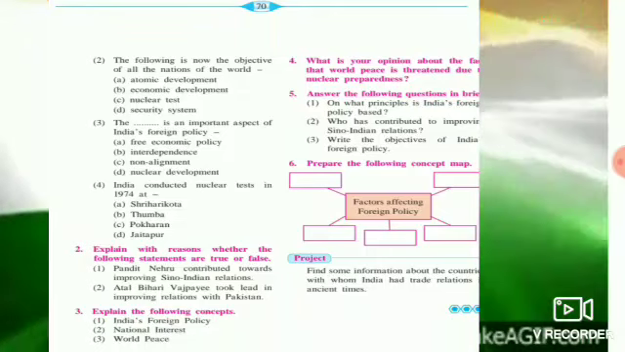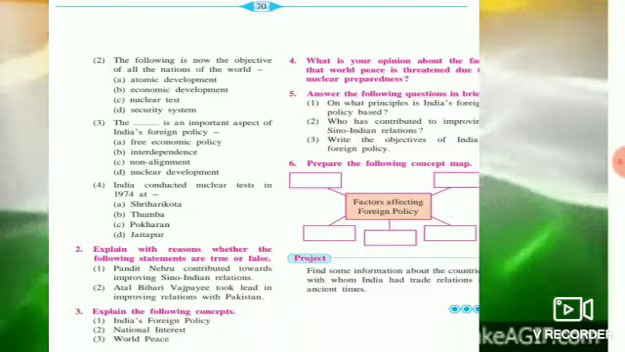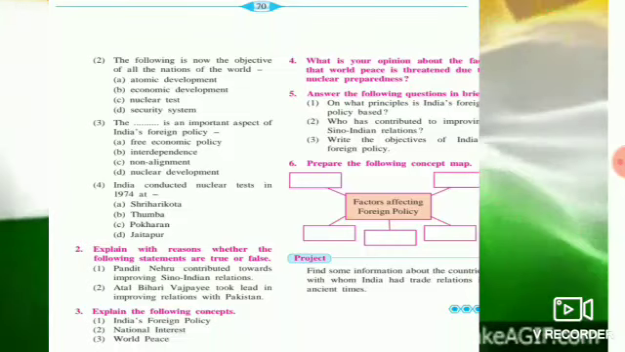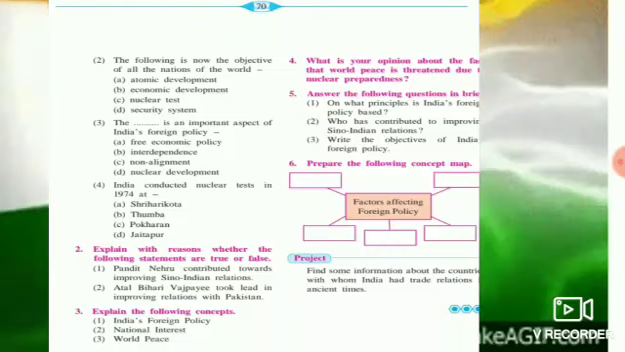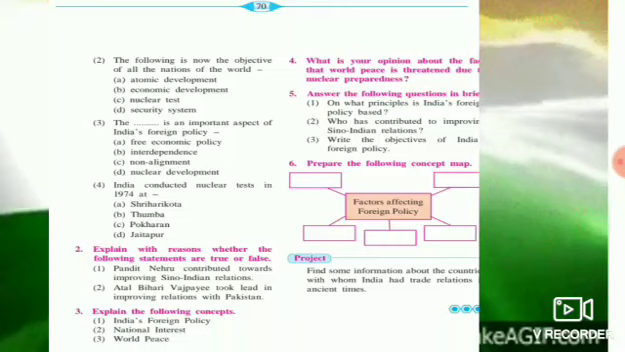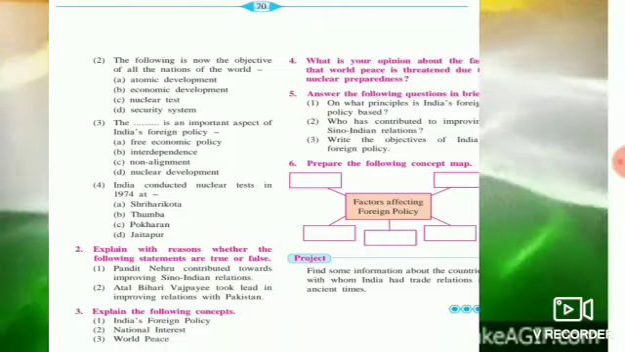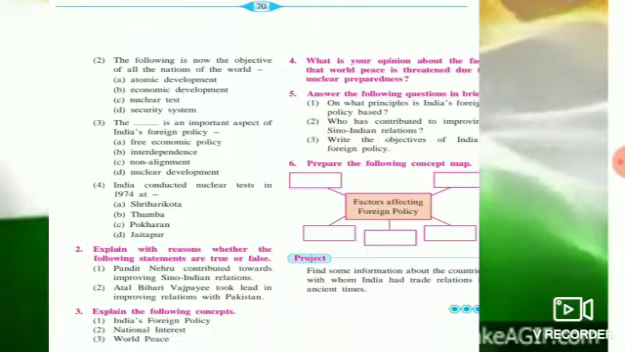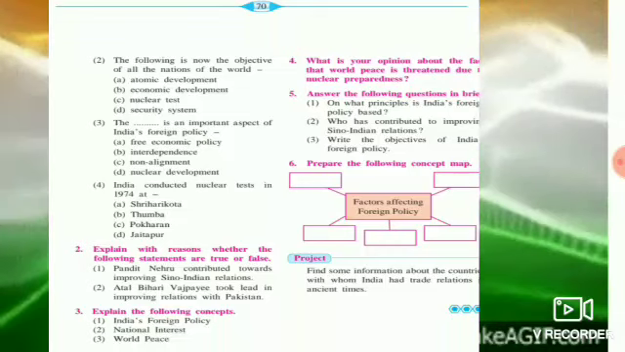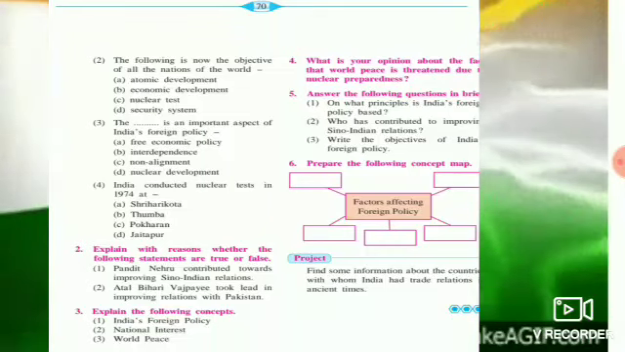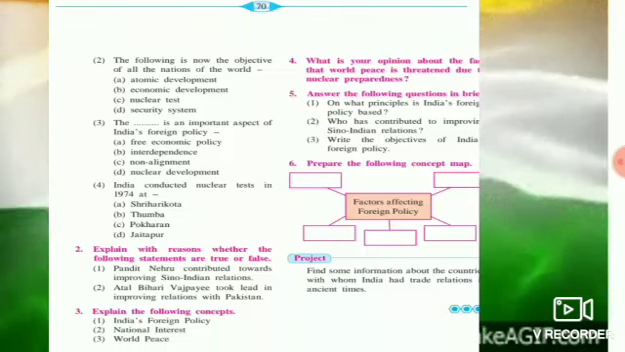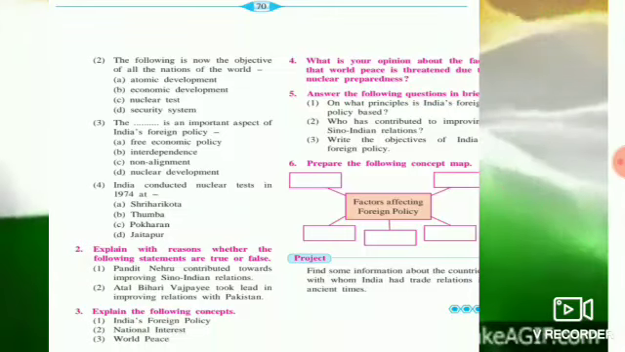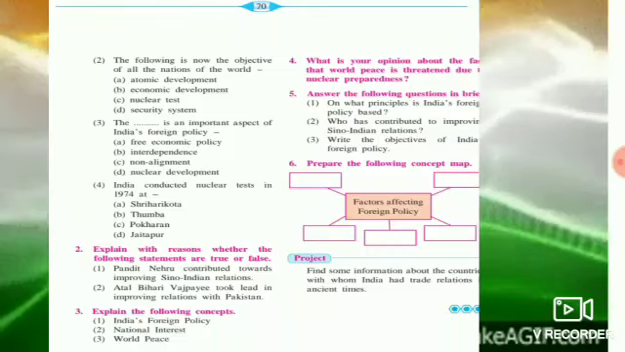Explain the concept of Indian foreign policy. Students, all the answers are there in the textbook. Please find out the answers on your own and write. So first is India's foreign policy. We are going to write about India's foreign policy from page number 67.